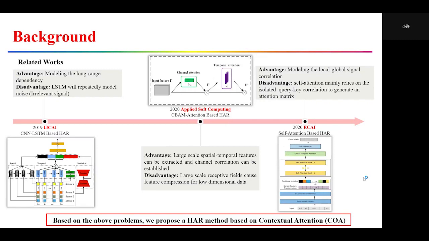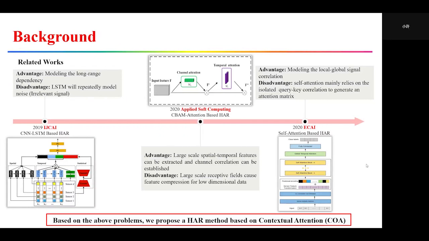The second method is the CBAM-based method, as far as we know. The CBAM attention is widely used in the computer vision area. This method embeds the CBAM attention with a CNN baseline network. The spatial attention block in CBAM is used to capture large-scale spatial temporal features. The channel attention in CBAM is used to establish the cross-channel dependency. The advantage of this method is that large-scale spatial temporal features can be extracted and channel correlation can be established. The disadvantage of this method is that large-scale receptive fields cause feature compression for low-dimensional data.